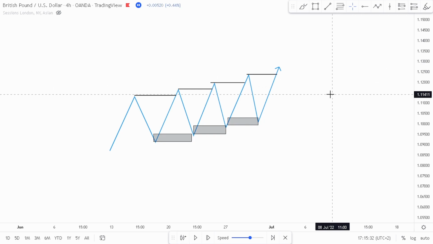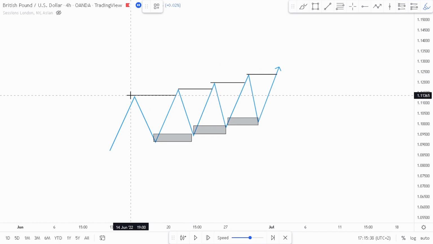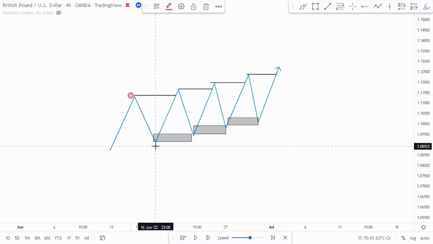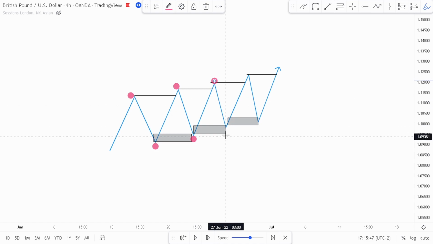So when I'm talking about institutional order flow, it is basically defined by our major swing levels. So right over here, these are our major swing levels.